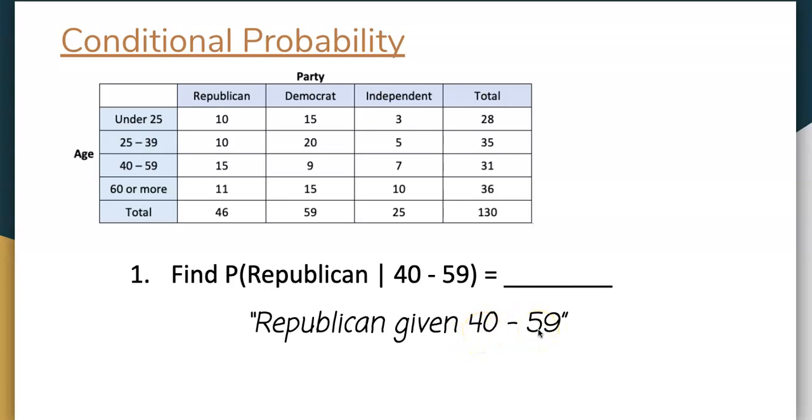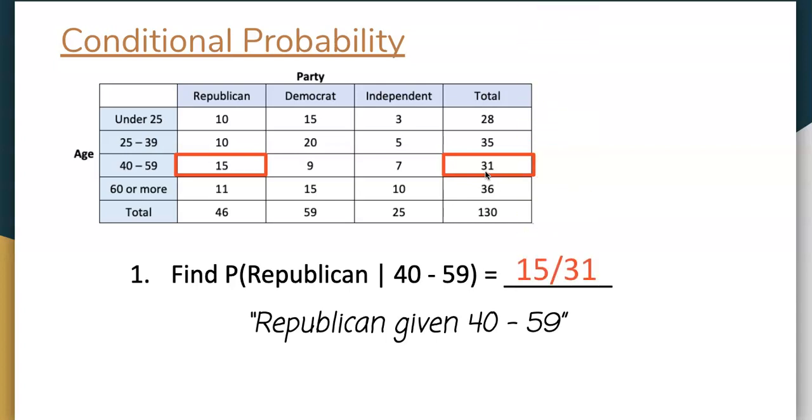So my total is not going to be 130 this time. I'm only interested in the group of people who are in between 40 and 59. So take a look. 40 and 59, there are only 31 people there. And out of 31 people, how many were Republican? So 15 people were Republican and in between 40 and 59. So my probability here will be out of 31 because there were only 31 people who were in that age range. And my numerator will be 15. So therefore, my conditional probability will be 15 over 31.